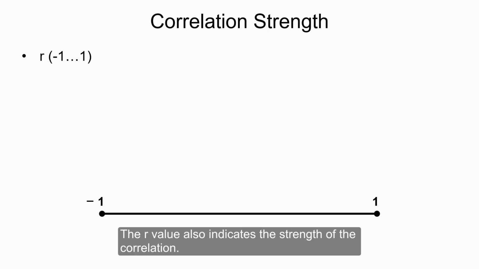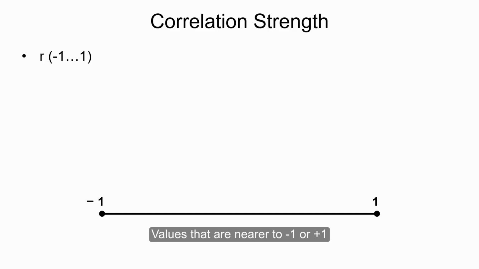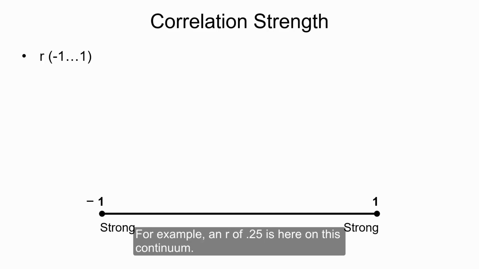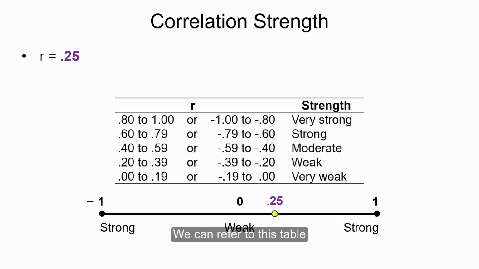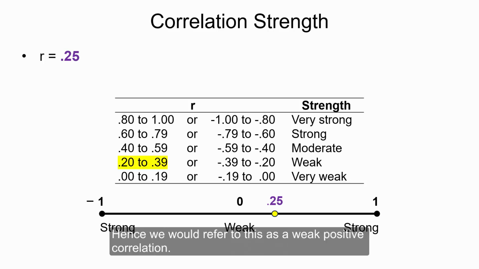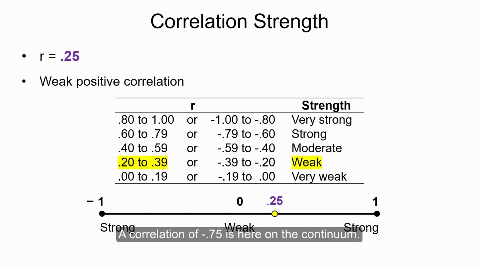The r value also indicates the strength of the correlation. Values that are nearer to -1 or +1 are stronger than values nearer to 0. For example, an r of 0.25 is here on this continuum. We can refer to this table to label the strength of this correlation. 0.25 is between 0.20 and 0.39. Hence, we would refer to this as a weak positive correlation.